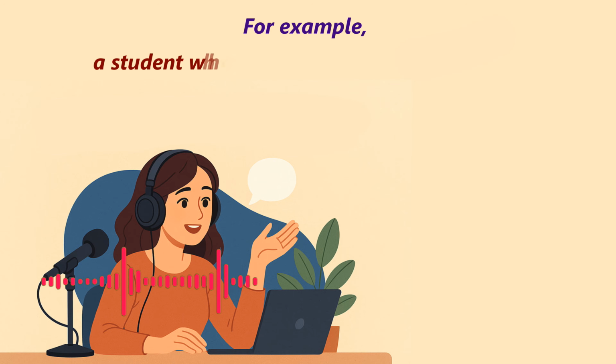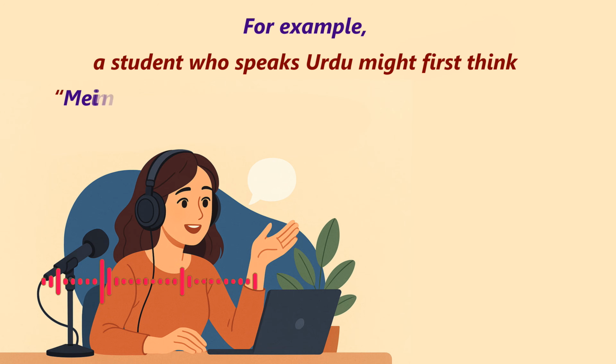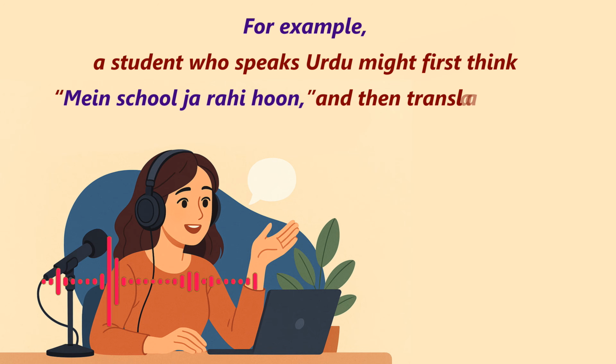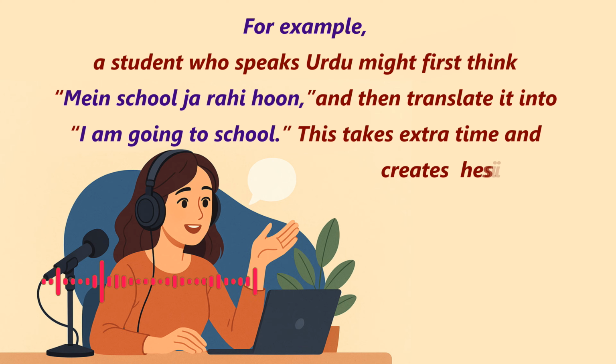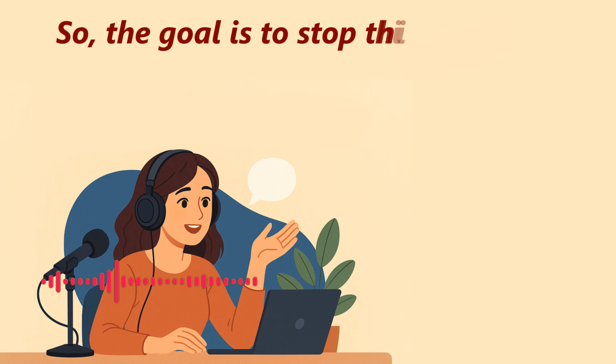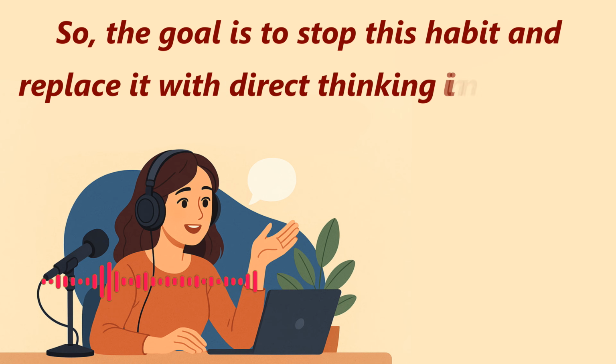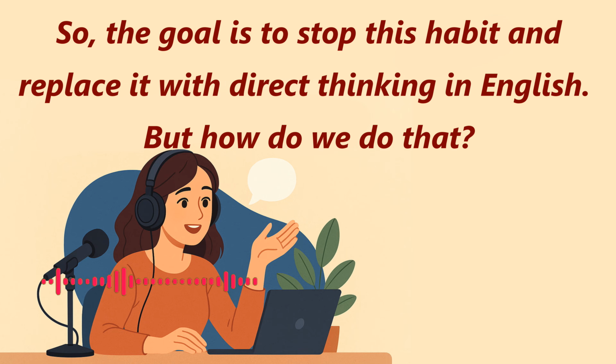For example, a student who speaks Urdu might first think, "Main school ja rahi hoon," and then translate it into, "I am going to school." This takes extra time and creates hesitation. So, the goal is to stop this habit and replace it with direct thinking in English. But how do we do that?